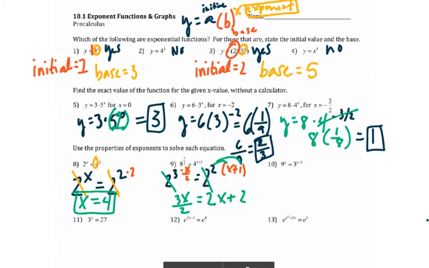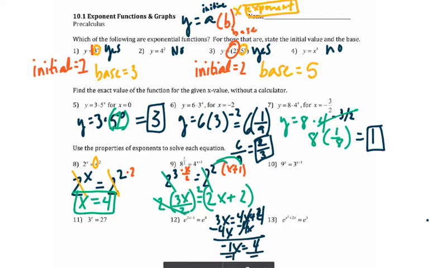To solve for x, I'm first going to get rid of this fraction by multiplying both sides by 2. So that leaves me with 3x equals 4x plus 2. No, plus 4. Solve for x: minus 4x, minus 4x. Negative 1x equals 4. x equals negative 4 is the correct answer for number 9.